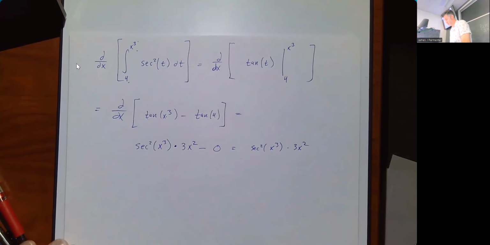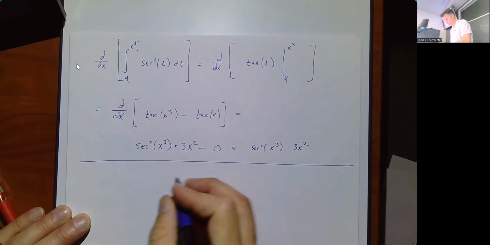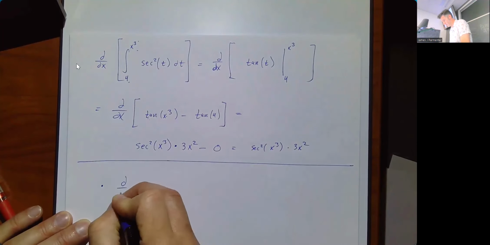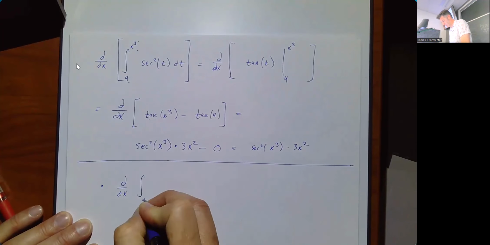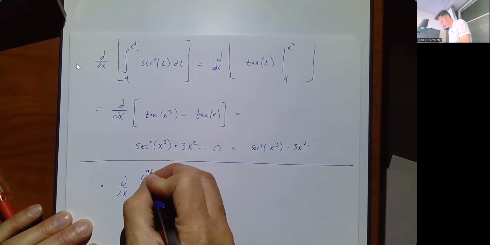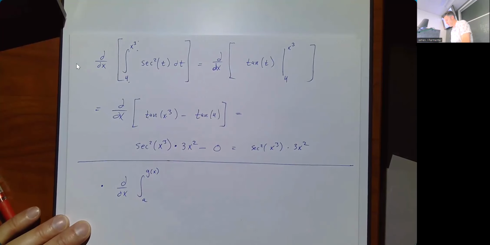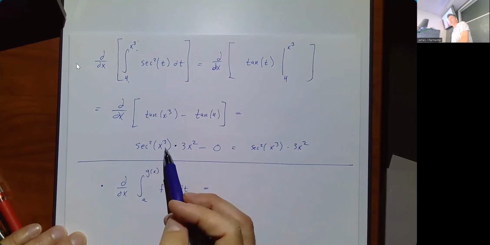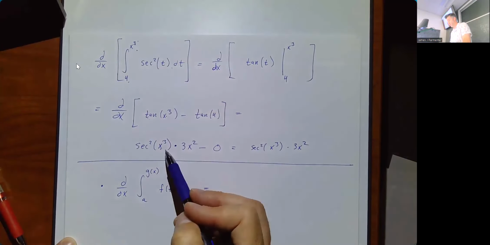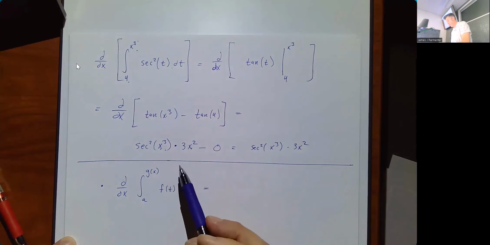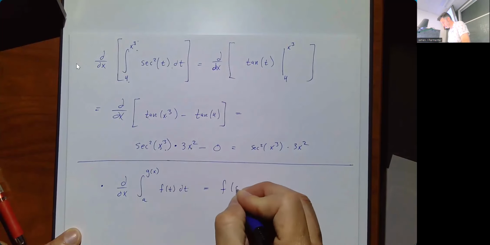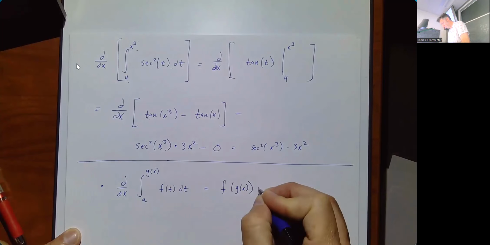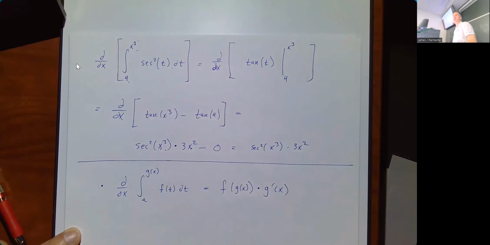More generally, here's our rule. If you have the derivative of the integral from a to not just x, but a function of x, call it g of x, of f of t dt, well, just like here, we plugged in the x cubed for t, and then we multiplied by the derivative of x cubed. Here we would plug in the g of x for t and then multiply by the derivative of g of x. That's the chain rule version of the fundamental theorem of calculus.